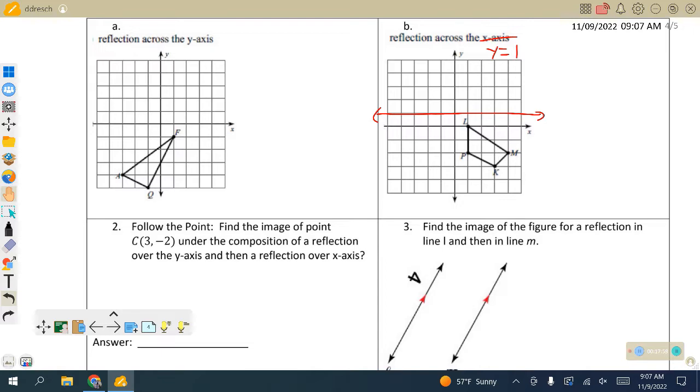So everything is, when you reflect it over to get its images, everything is going to be equidistant from that line of reflection. So L is 1 away, L prime is 1 away. M is how far? 1, 2, 3, 1, 2, 3. M prime is. What's P? 1, 2, 3, 1, 2, 3. P prime is 3. And what's K? 1, 2, 3, 4, 1, 2, 3, 4. K prime.